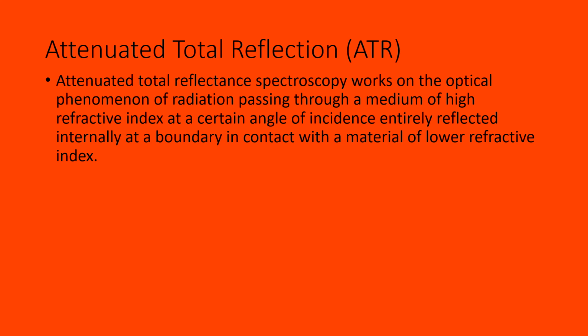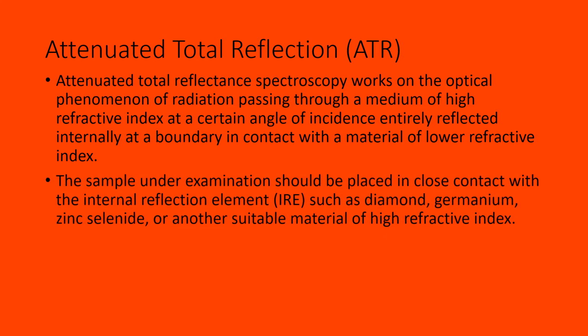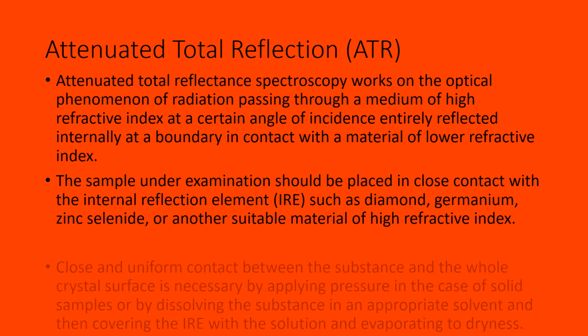Attenuated total reflectance spectroscopy works on the optical phenomenon of radiation passing through a medium of high refractive index at a certain angle of incidence, entirely reflected internally at a boundary in contact with the material of lower refractive index. The sample under examination should be placed in close contact with the internal reflection element, that is IRE, such as diamond, germanium, zinc selenide, or other suitable material of high refractive index.